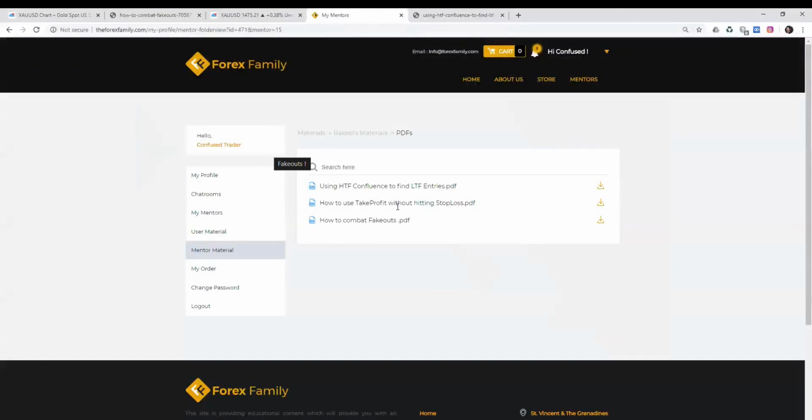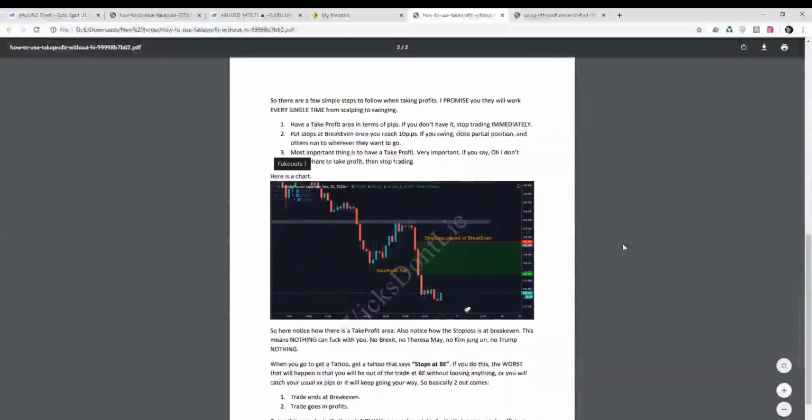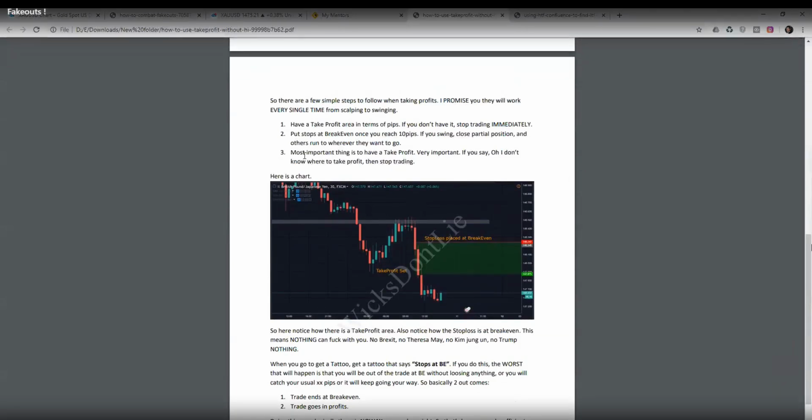Oh yeah, how to use take profit without hitting stop loss. This was actually a troll PDF I wrote. How to use take profit without hitting stop loss, guaranteed method. The most guaranteed method was, there are a few simple steps. Have the top in terms of pips. It was just like putting stops at break even. If you put stops at break even, it's never going to hit your stop loss.